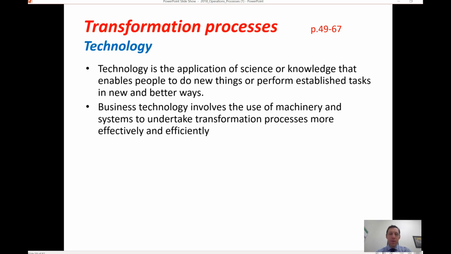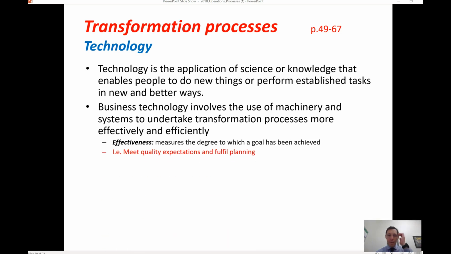Business technology can relate to the use of machines or systems to undertake the transformation process more effectively, more efficiently. And at the end of the day, that's what businesses are all about. How do we improve efficiency? How do we improve effectiveness? How can Qantas utilize technology to become more efficient? How can Qantas utilize technology to become more effective, to be able to get their planes more regularly on time, to ensure that customers' luggage isn't lost, to make the check-in process more efficient so that it's faster, so that it uses fewer people and ultimately reduces costs.